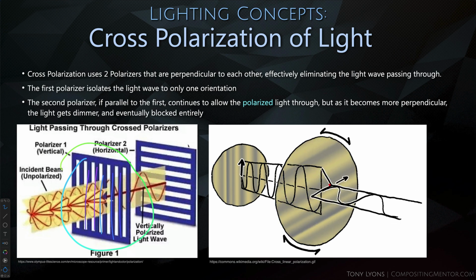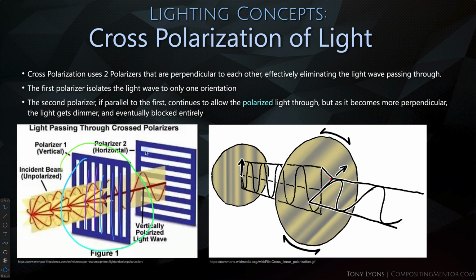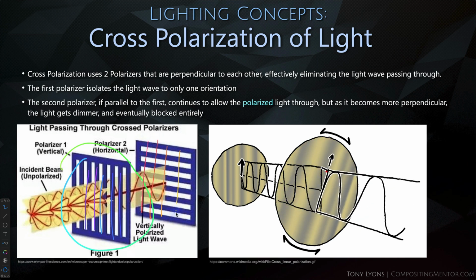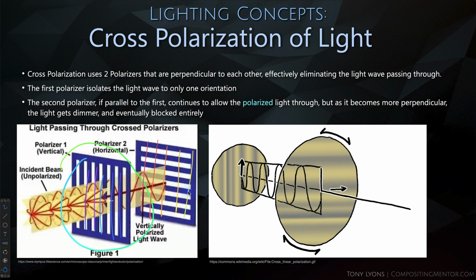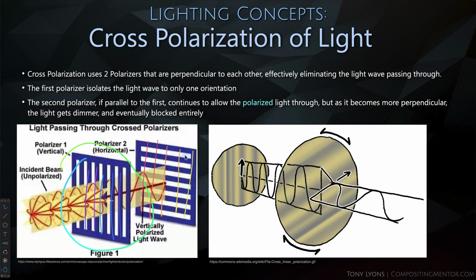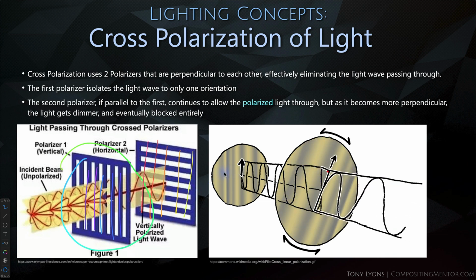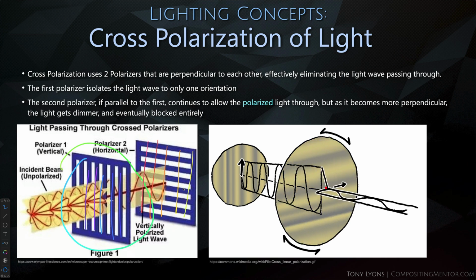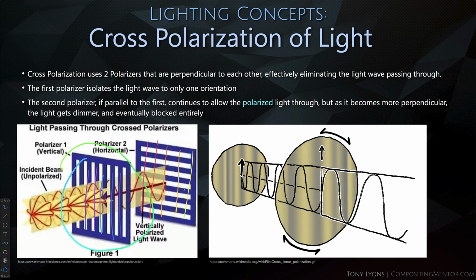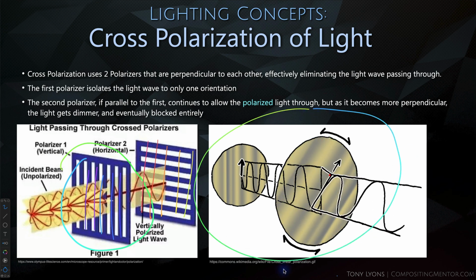The second polarizer, if parallel to the first, continues to allow the polarized light to go through it. So if this second polarizer was also vertical, the light would continue to pass through because it is oriented vertically, and it'll just continue to go through that polarizer. But as you turn the second polarizer so that it becomes more perpendicular, the light gets dimmer and eventually gets blocked entirely. So that is what is going on in this graphic here.